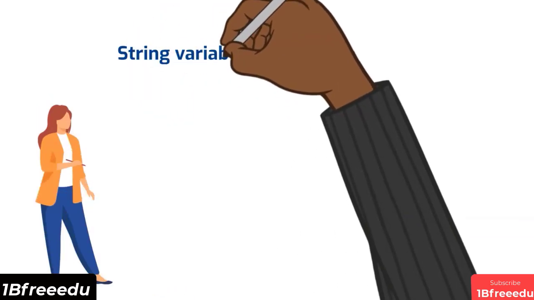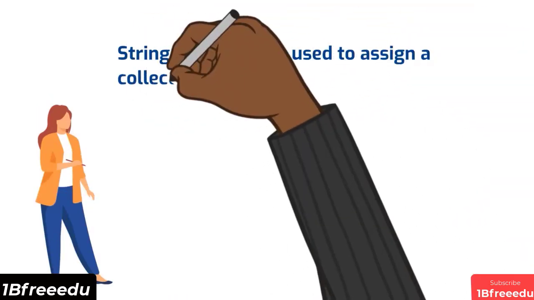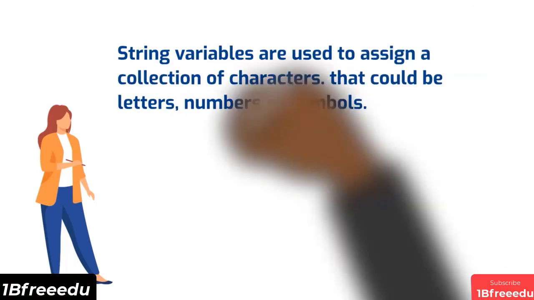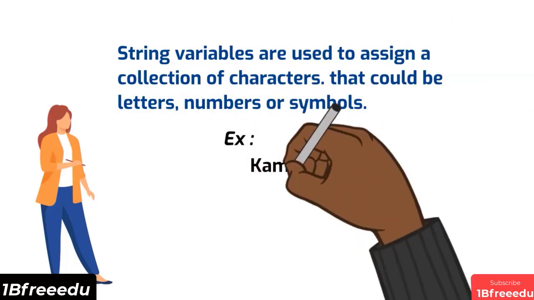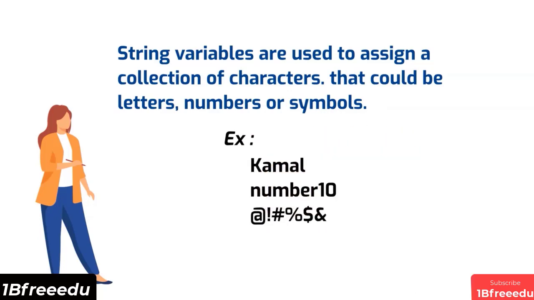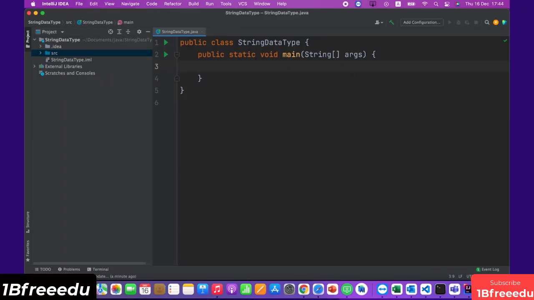String data type variables are used to store a collection of characters. That could be letters, numbers, or symbols. For example, Kamal, the number 10, and this symbol set. Okay, now I am going to declare a string variable. To do that, first I write the data type as string, then press the space button to make a space. Then I need to give a name for this variable.